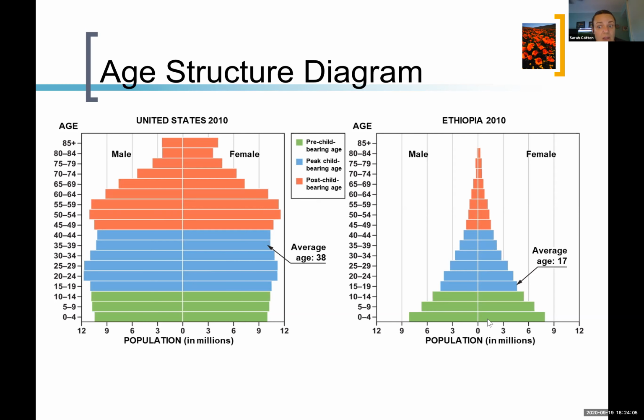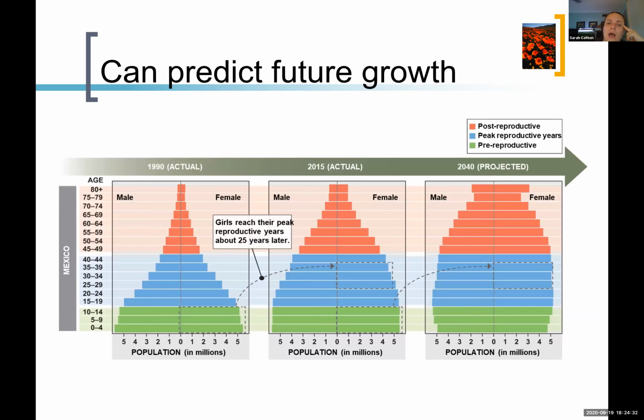Whereas in Ethiopia, the vast majority of their population are under the age of 15. And even their younger adults, there are many fewer at each age group than there are of the young ones, the kids. And then over middle age and up, it's even fewer. So the makeup of their population is very different in Ethiopia compared to the US. So how does this predict growth? How do we use this to tell the future?